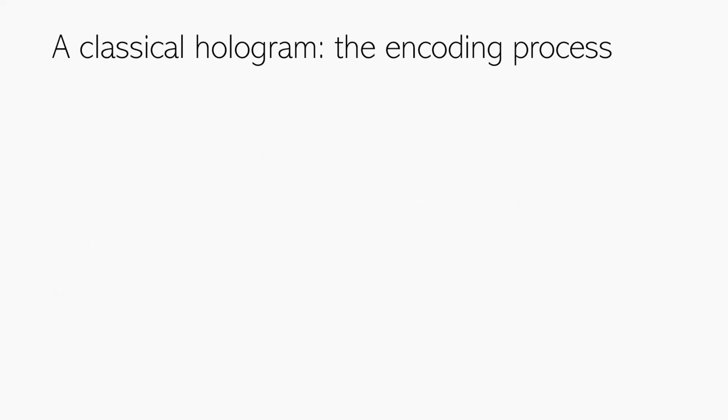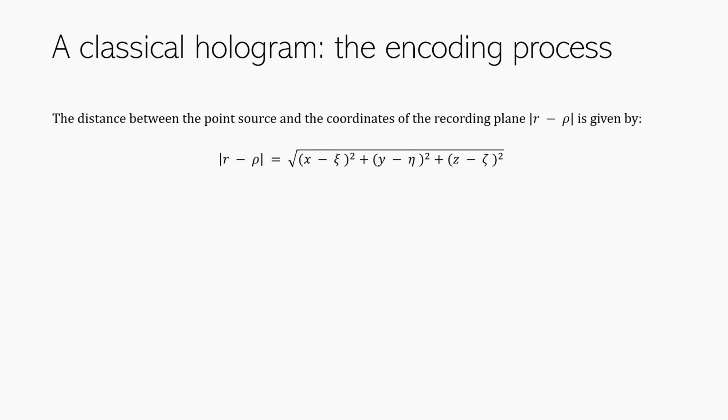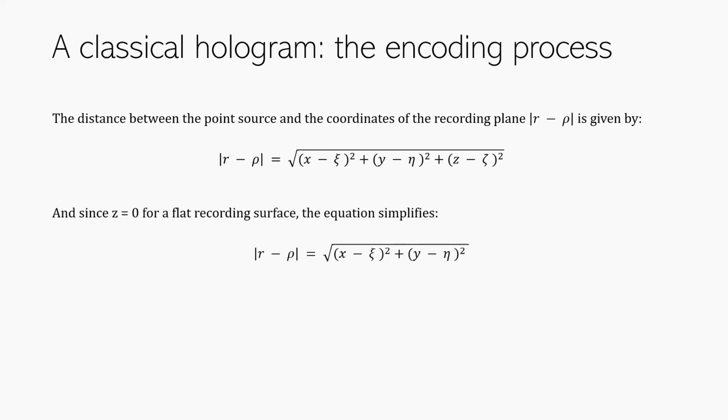So now we'll find the geometry of this relationship between the point source of the complex wave and the recording surface. The distance between the point source and the coordinates of the recording plane is given by the square root of the sum of squares. And since z equals 0 for a flat recording surface, this equation simplifies, and we only have those 2 dimensions to worry about.